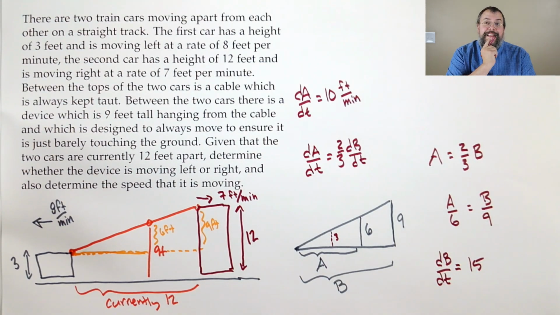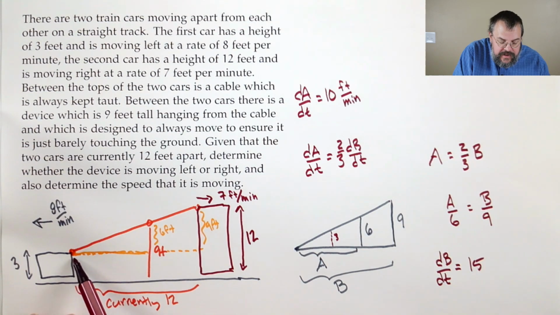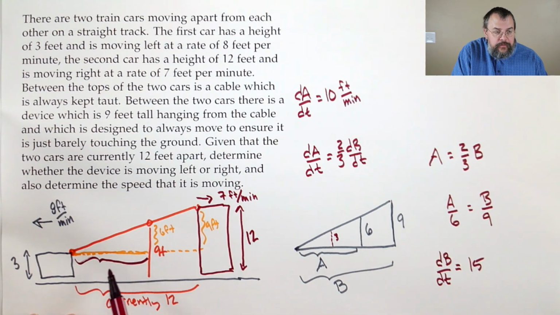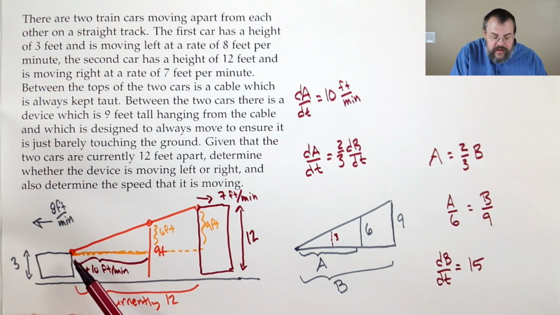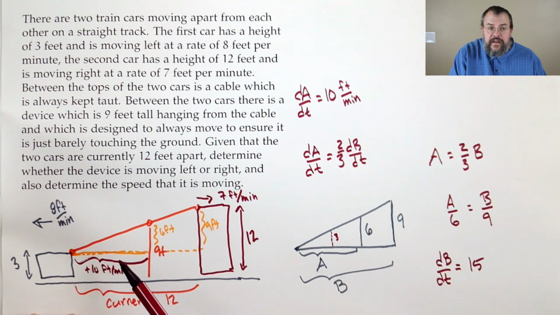Now, how do we answer our question? Is it moving left or right? We understand now what's happening to the length from the car on the left to our device. This is going up at 10 feet per minute. So if we now combine the information here, the car on the left is moving in that direction 8 feet per minute. This distance is increasing at 10 feet per minute.